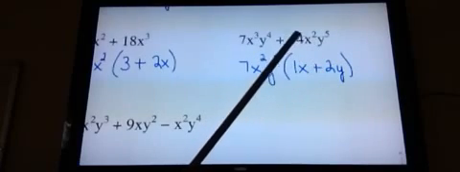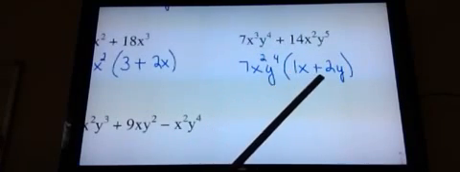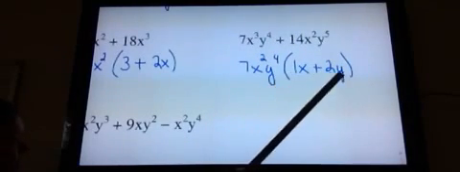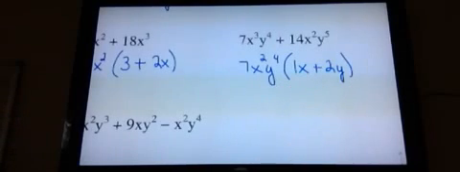Distribute mentally just to check yourself. And then look for common factors inside, and there are none. If you find common factors on the inside, then you don't have a big enough thing on the outside.